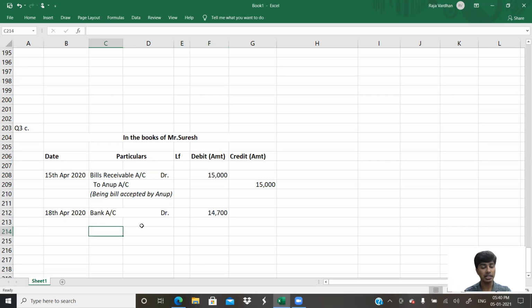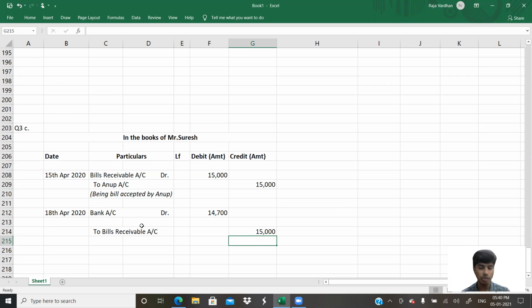When the banker is giving you 14,700, what is happening? You are giving the banker the bill. So bills receivable is going out. It's an asset which is going out, which is a reduction in asset. So I would have to credit it. Reduction in asset is to be credited. What is the value of the bill that's going out? It is 15,000. Yes, you heard it right.